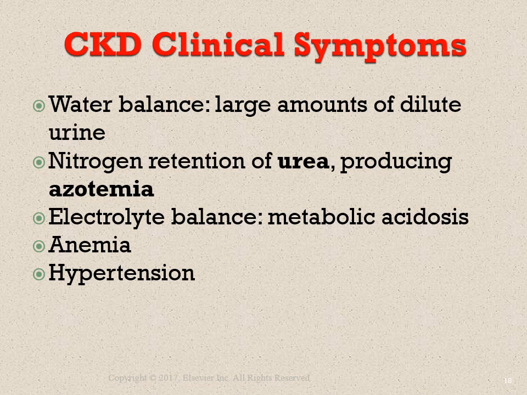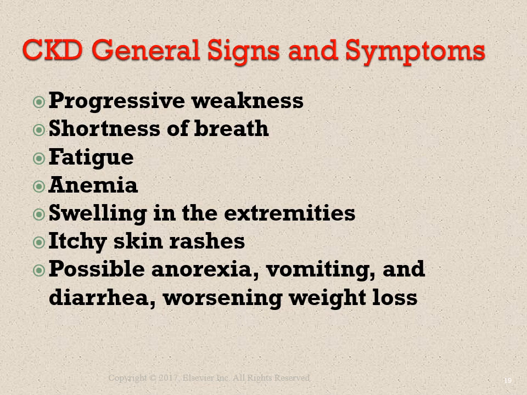When the blood flow to the kidney tissues is increasingly impaired, as that blood flow coming in is altered, then renal hypertension develops. So these are all some different symptoms of chronic kidney disease. Here's some more signs and symptoms. So we have progressive weakness, shortness of breath, fatigue, anemia, swelling in the extremities. Remember, lack of filtration, and we're having very dilute urine, so we end up with swelling in the extremities, itchy skin, rashes, possible anorexia, vomiting, perhaps diarrhea, and worsening weight loss.